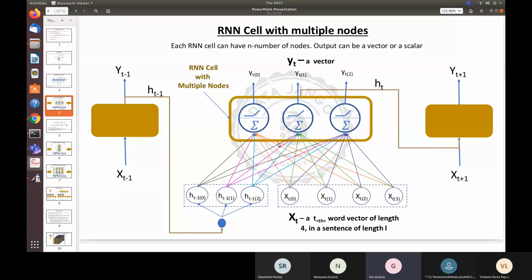Sir, one reason for confusion here is that we discussed the stock price as an example, where there is only one input to the RNN cell. But here we have three inputs, so the problem of stock price prediction is different, and this diagram is for a different problem. Is my understanding correct? Yes, sir.